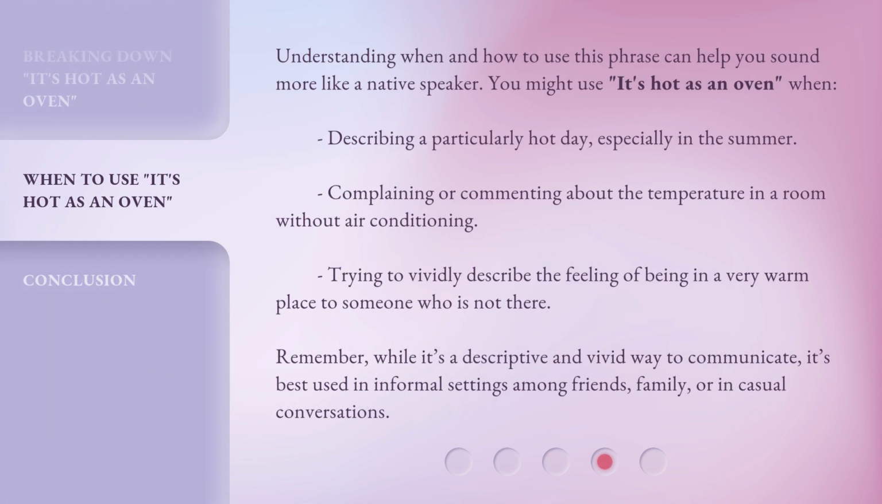Understanding when and how to use this phrase can help you sound more like a native speaker. You might use "it's hot as an oven" when describing a particularly hot day, especially in the summer, complaining or commenting about the temperature in a room without air conditioning, or trying to vividly describe the feeling of being in a very warm place to someone who is not there. Remember, while it's a descriptive and vivid way to communicate, it's best used in informal settings among friends, family, or in casual conversations.